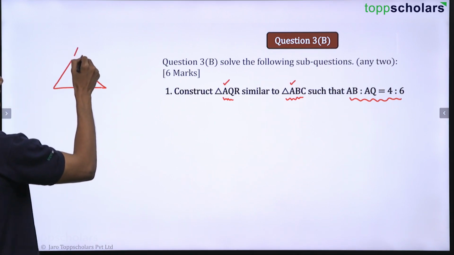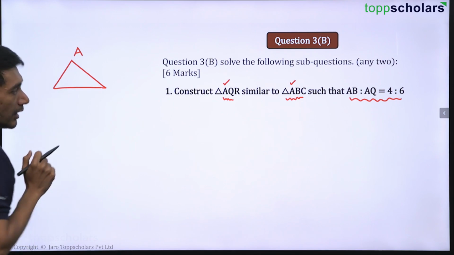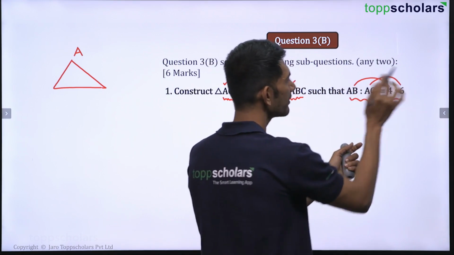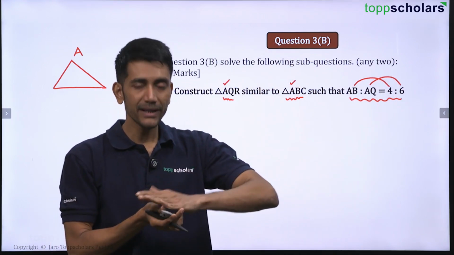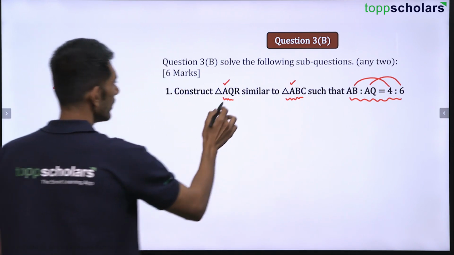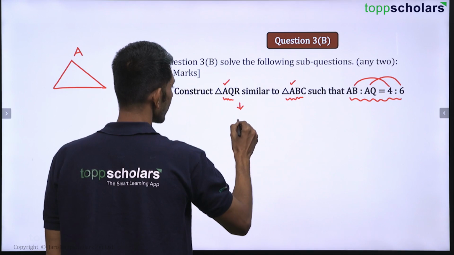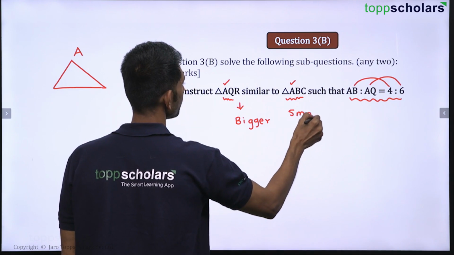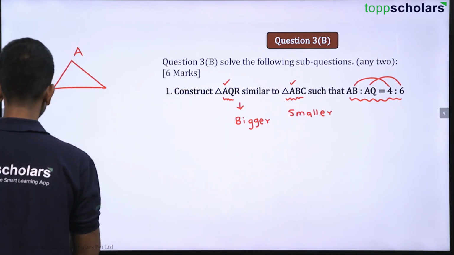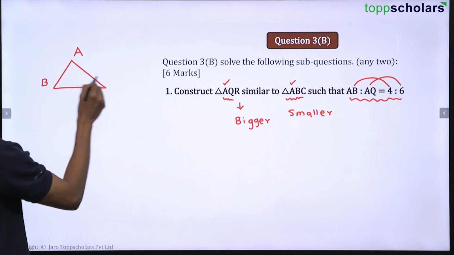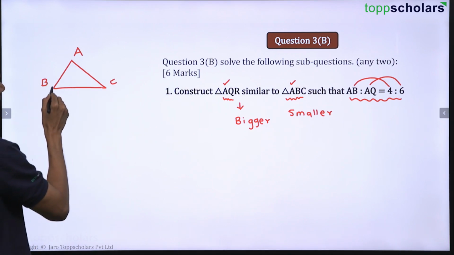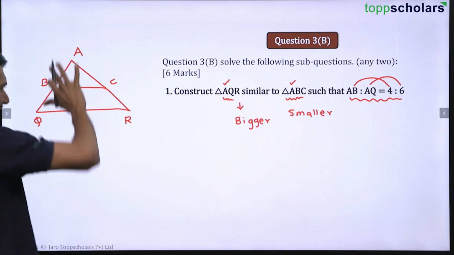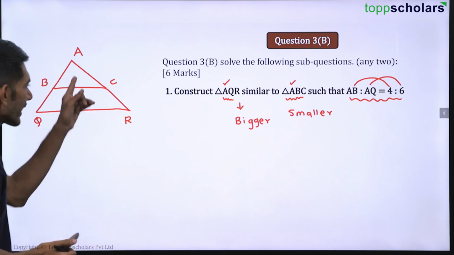This is a rough figure. So this is A. This is A. Now understand, AB part is 4 and AQ part is 6. So can I say AQ is bigger than AB? That means this triangle AQR is bigger, right? This is bigger and this is smaller. ABC is smaller. So what we will do is, we will draw something like this. We will draw ABC and the bigger one, we take QR here. So this is a rough figure, obviously. It is not going to look exactly like this.